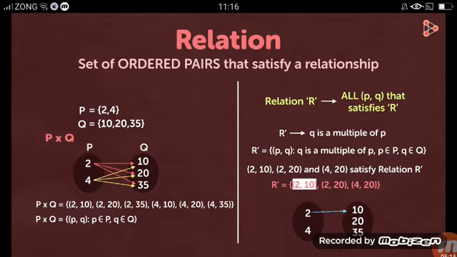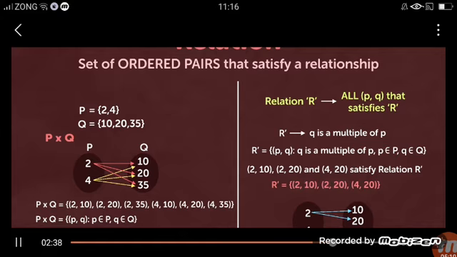Draw one arrow for (2, 10), another arrow for (2, 20), and another arrow for (4, 20).